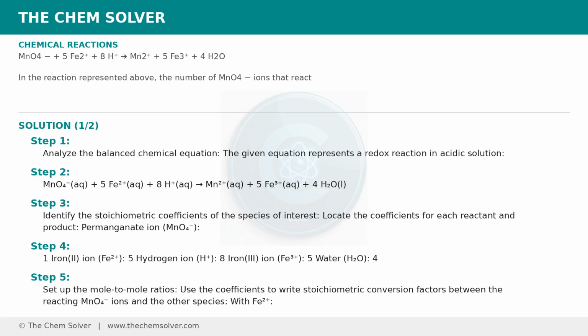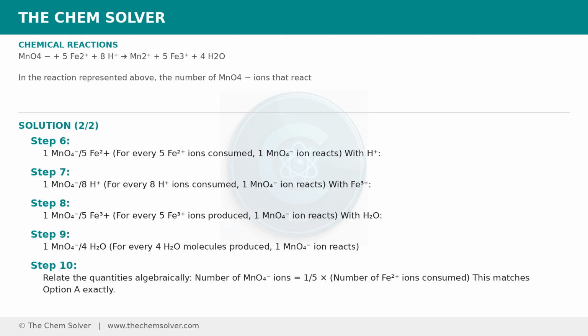Set up the mole-to-mole ratios. Use the coefficients to write stoichiometric conversion factors between the reacting MnO4⁻ ions and the other species, with Fe²⁺: 1 MnO4⁻ over 5 Fe²⁺. For every 5 Fe²⁺ ions consumed, 1 MnO4⁻ ion reacts.